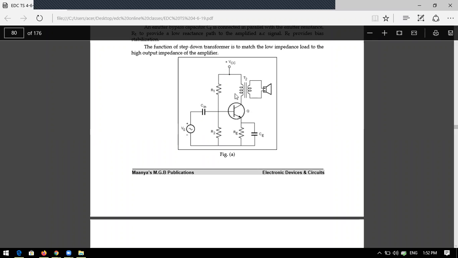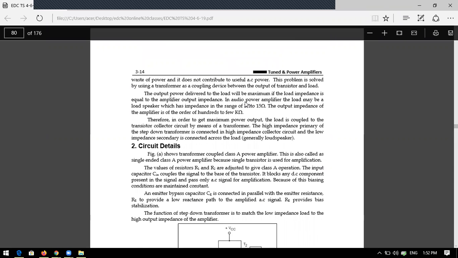Replace the RL with the transformer. Correct or not? You are just replacing the RL with the transformer, and you connect a load, the loudspeaker. So this is the difference. There is not much difference in the construction of a class A power amplifier with transformer load.